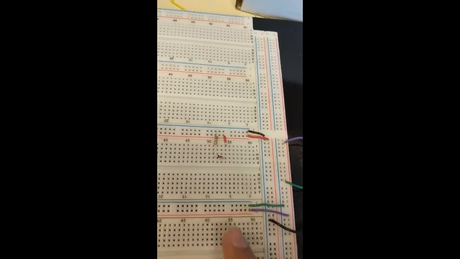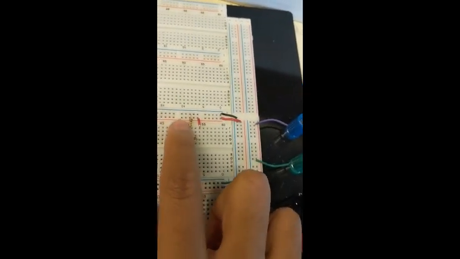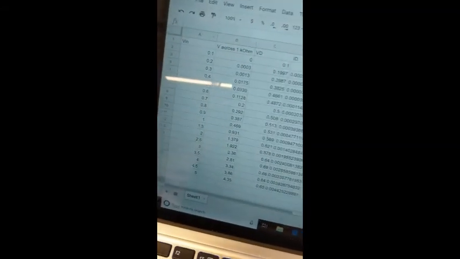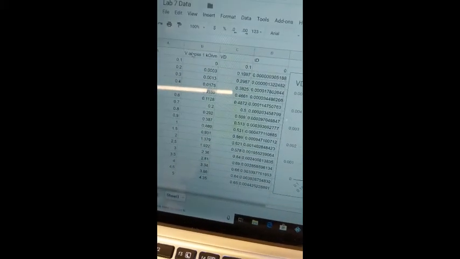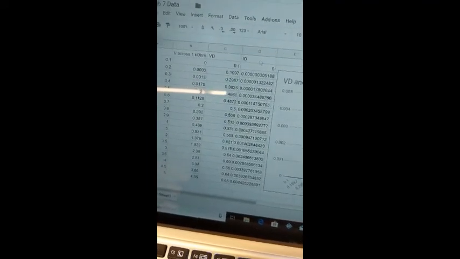Here's our circuit for part A. As you can see, we have a silicon diode followed in series by a 1 kilo ohm resistor. As we increase V in, the voltage across the 1 kilo ohm resistor increases. From this, we can calculate the voltage across the diode, since that is simply the voltage supplied minus the voltage across the resistor. Using the voltage across the resistor and the resistance, we can calculate ID.